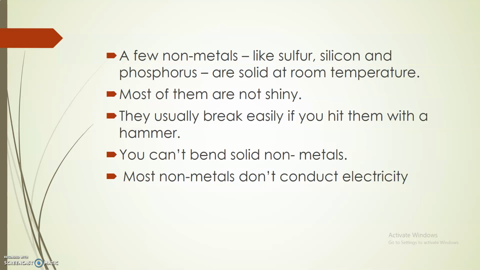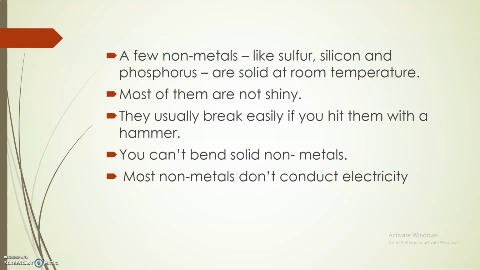A few non-metals like sulfur, silicon, and phosphorus are solid at room temperature. You have to remember the names of these non-metals: sulfur, silicon, and phosphorus. These three are examples of non-metals which are solid at room temperature. Normally, non-metals are gases at room temperature, but there are exceptional cases. That means sulfur, silicon, and phosphorus are solids at room temperature.